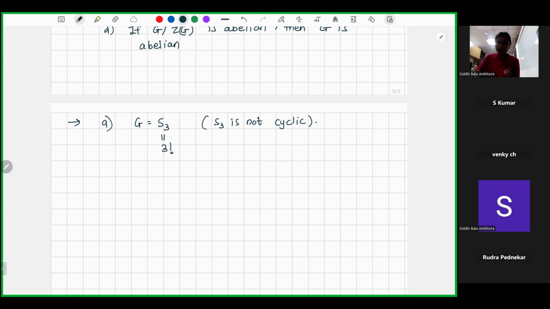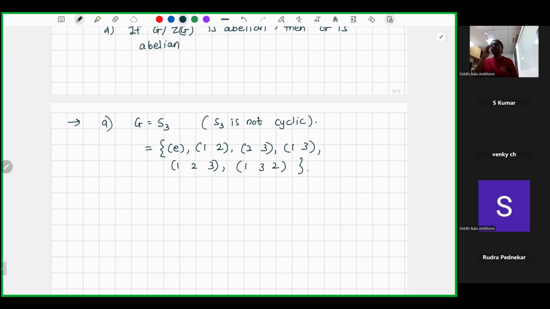So wait, we don't have any cycle of size 6 there. Cycles of size 2 and 3, that's it. So this is S3: e, (1 2), (2 3), (1 3), (1 2 3), (1 3 2), right? These are the only elements in this group.